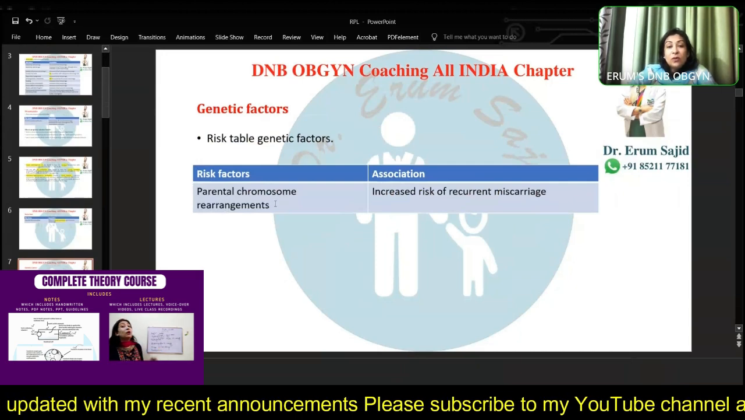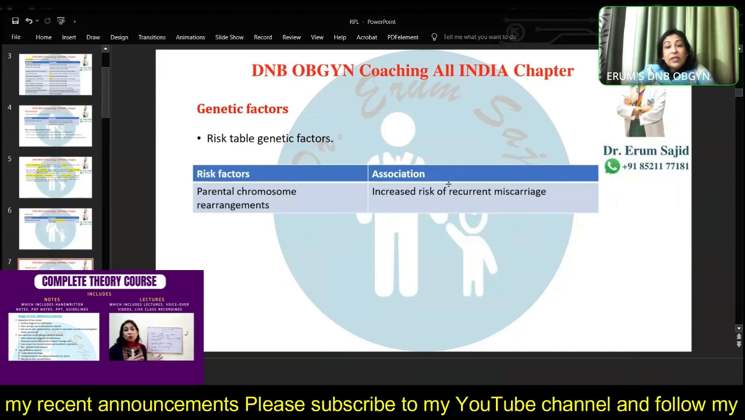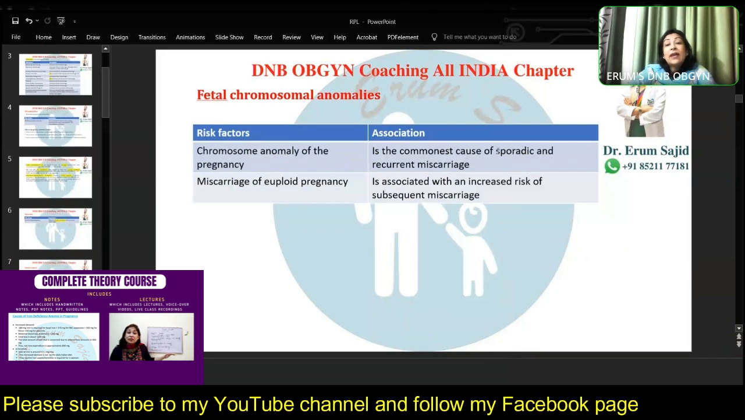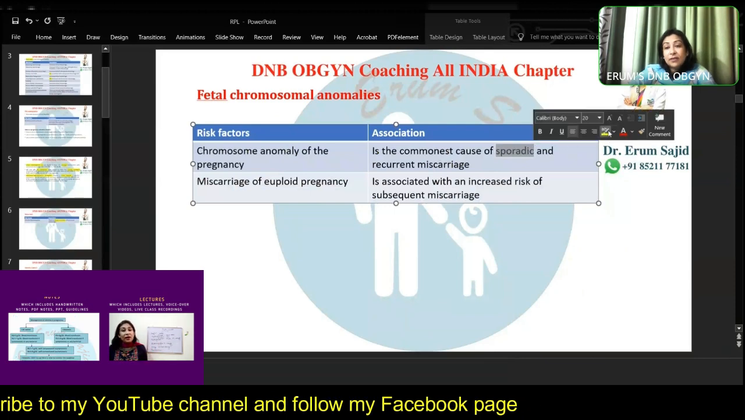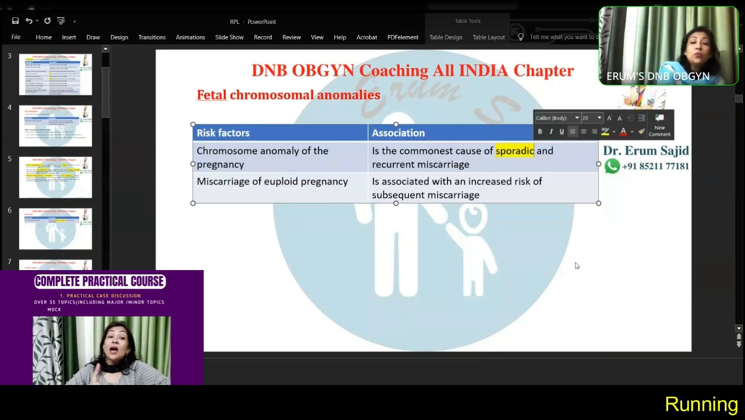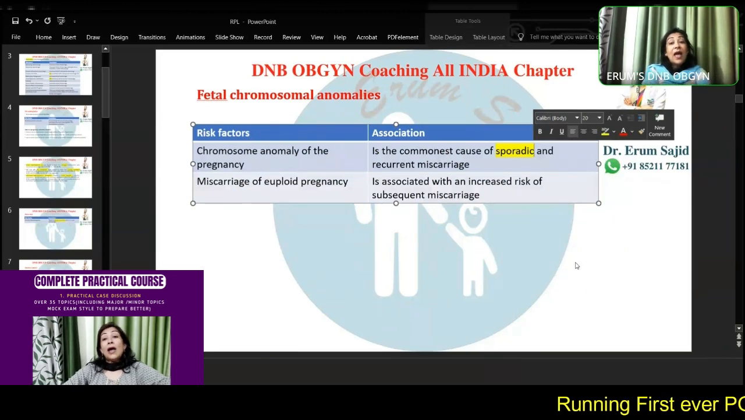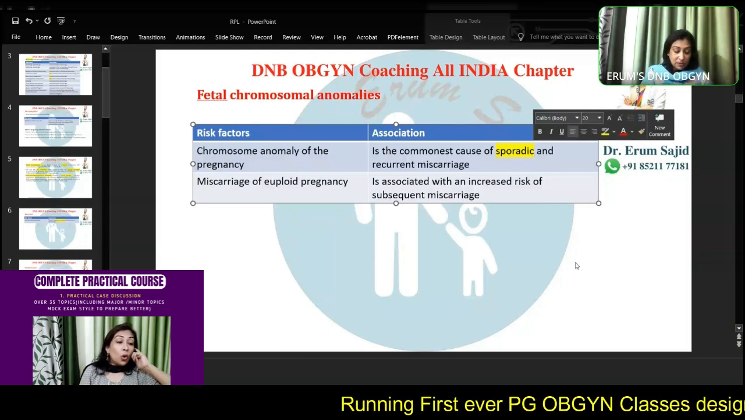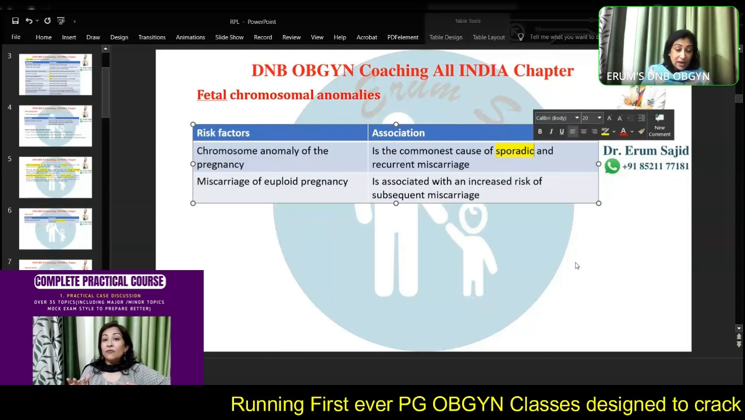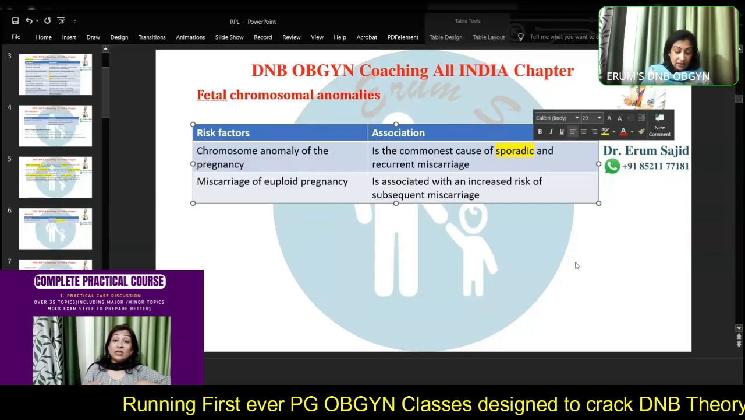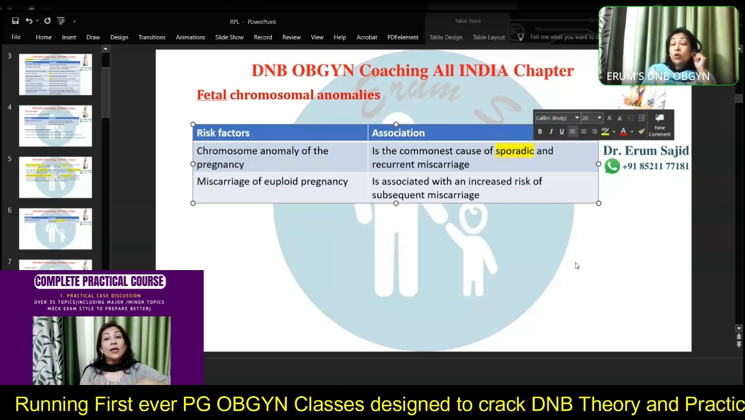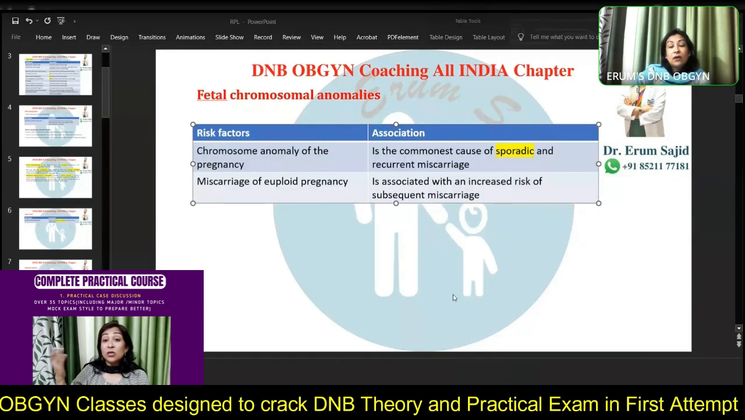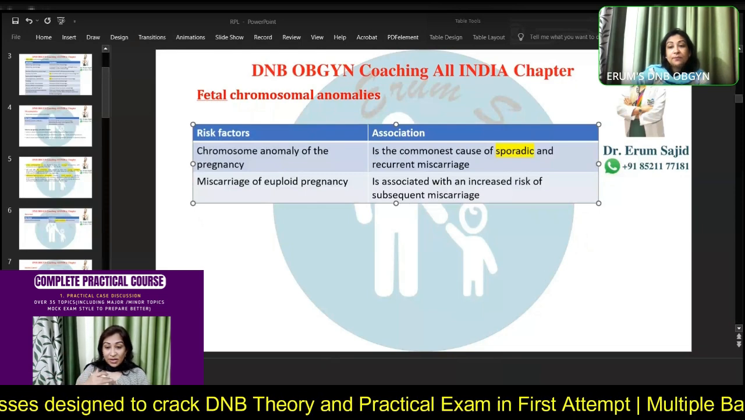Then you have parental chromosomal rearrangements, which also have an increased risk. Chromosomal abnormality has a sporadic occurrence. Do you understand the meaning of sporadic, guys? Chromosomal abnormality is the most common cause of sporadic and recurrent miscarriage. Can I please quickly get an answer as to what you mean by sporadic pregnancy loss, since chromosomal abnormality happens to be one of the most common reasons for sporadic loss of pregnancy? Quickly, guys. Give me a moment.